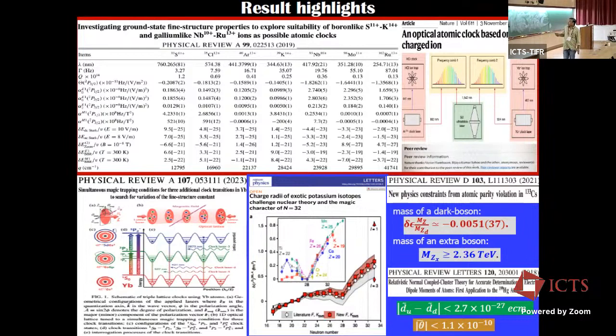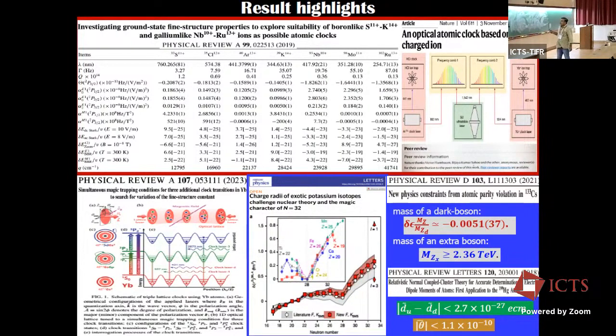And it happened that last year, one of them was actually realized in Germany in his group. So the first highly charged ion clock. I was actually one of the reviewers of this paper, and it is now published in Nature.